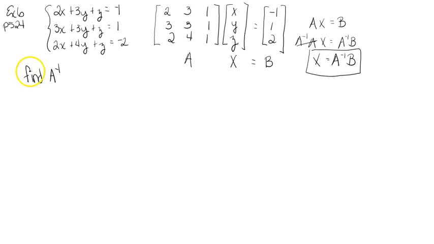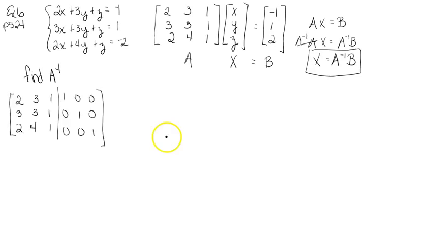So I want you to pause the video and set up what you think would be the first step, and then check back and see if you've done the same thing that I've done. Did you set up an augmented matrix with the coefficient matrix on the left side and the identity matrix on the right side of the same order? Because that's what your step 1 is.